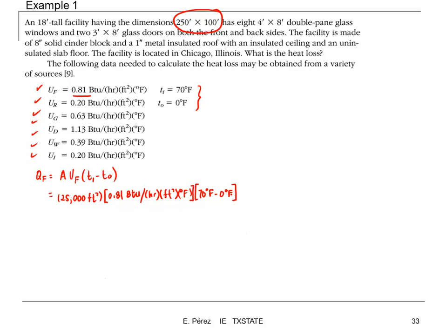And then by multiplying those numbers, we get QF equals 14.175 times 10 to the 5 BTU per hour.